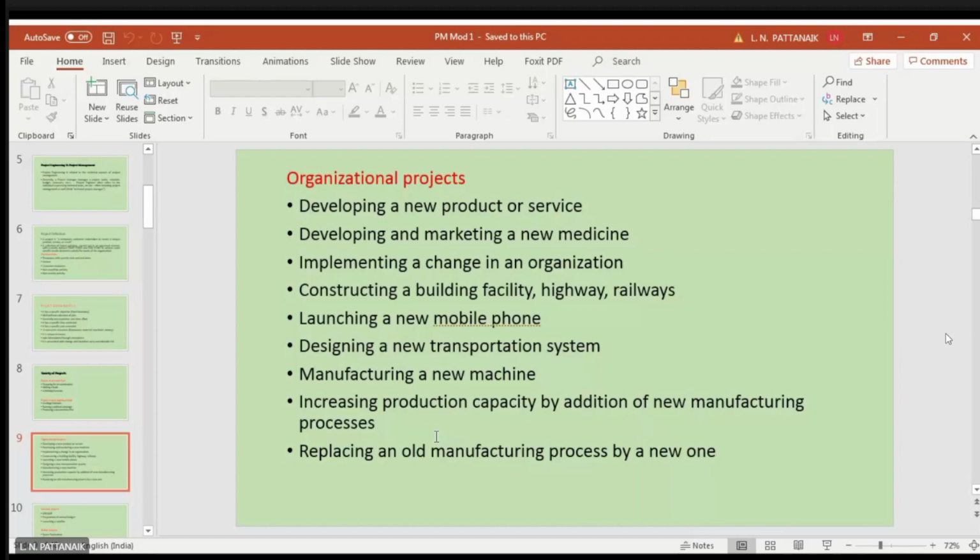Although we have an impression that when something new is happening at a virgin land, that itself is a project. No, that is not the only project. Apart from that, there are many other activities which may look like regular things, but are projects. All right.